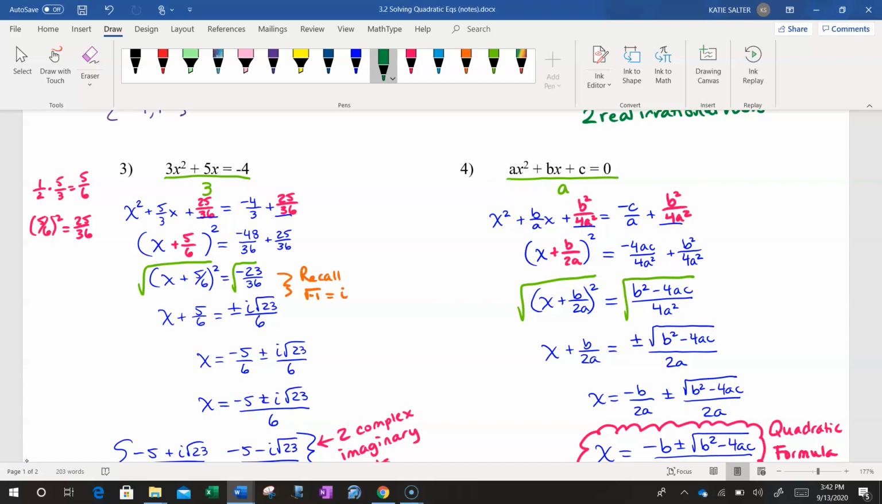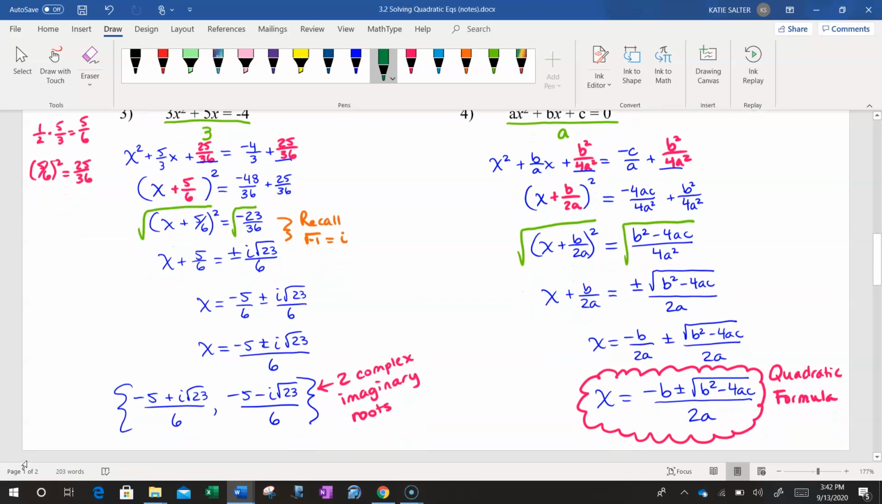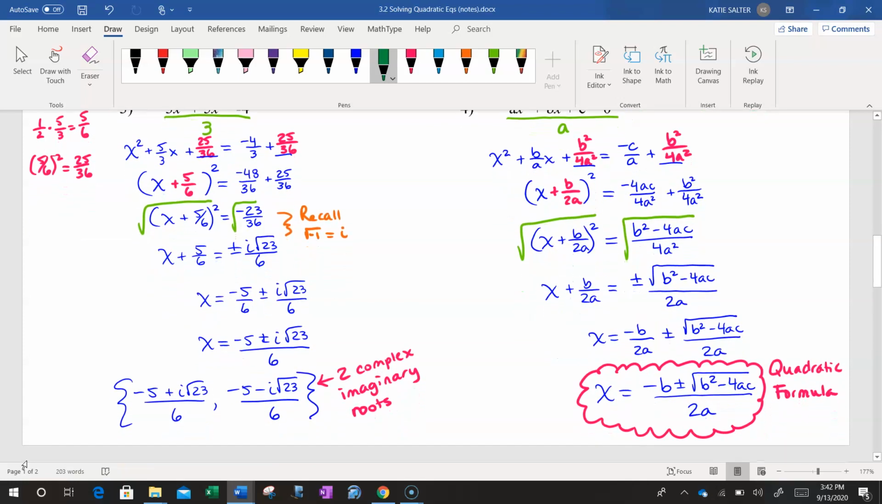Negative 23 is not a perfect square, and 23 is a prime number, but because it's negative, we can pull the i out, and then we're left with the square root of 23, and then the square root of 36 is 6. When we subtract the 5/6 over to the right-hand side, we notice we have a common denominator, so we can join that all together and get the answer is negative 5 plus or minus the square root of 23 all over 6.